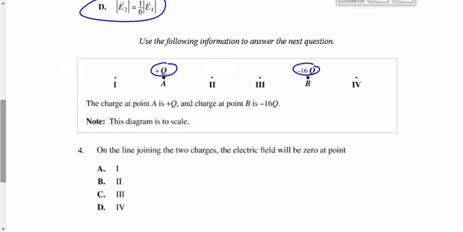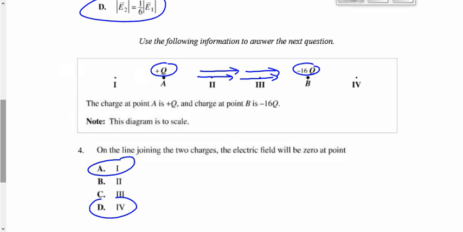We know that it cannot be position 2 or 3. Because look, the field caused by A at position 2 is this way. The field caused by B at position 2 is this way, away from the positive toward the negative. There's no way those can cancel each other out because they're in the same direction. Same deal here. I don't care what the values of them are. They can't cancel each other out because they're both in the same direction. So it's either got to be 1 or 4. So which one is it?